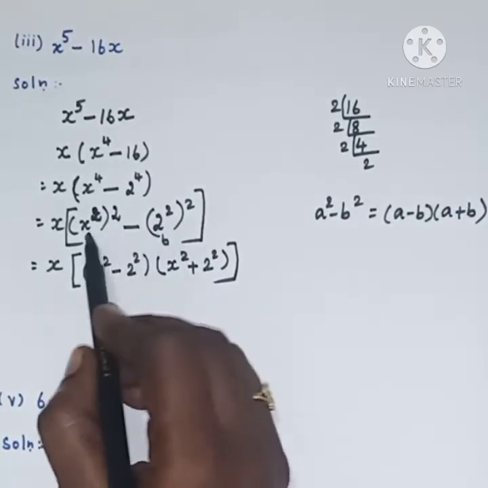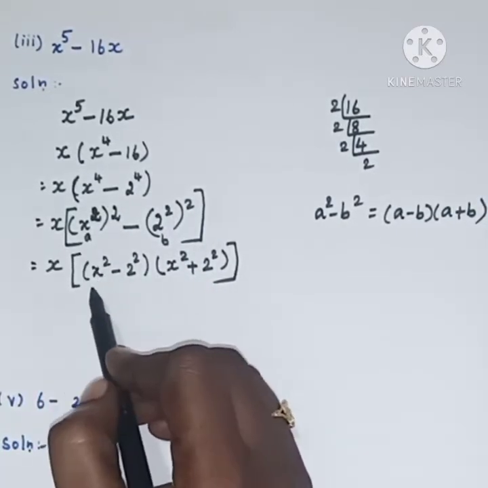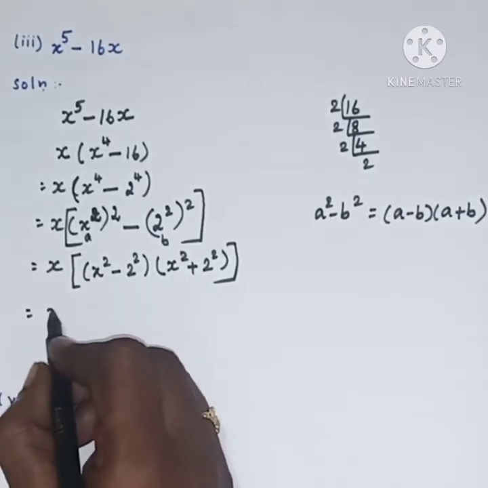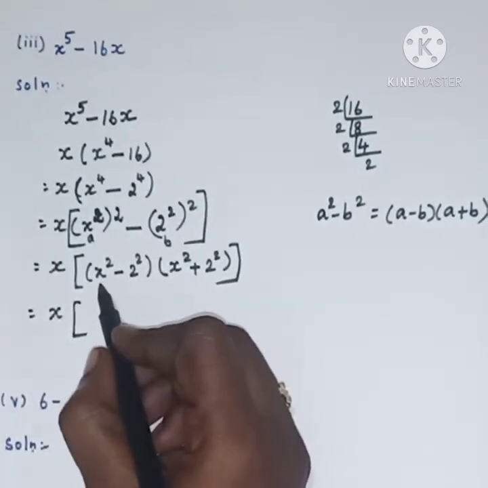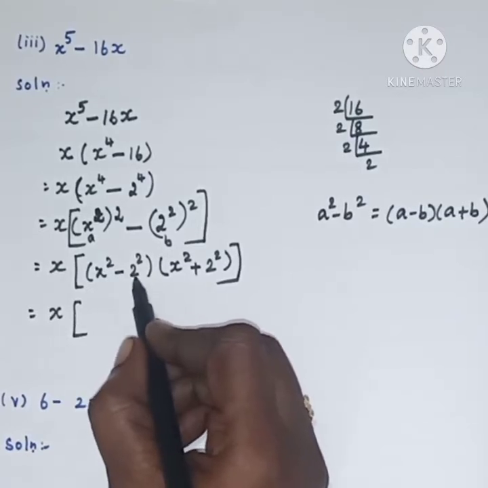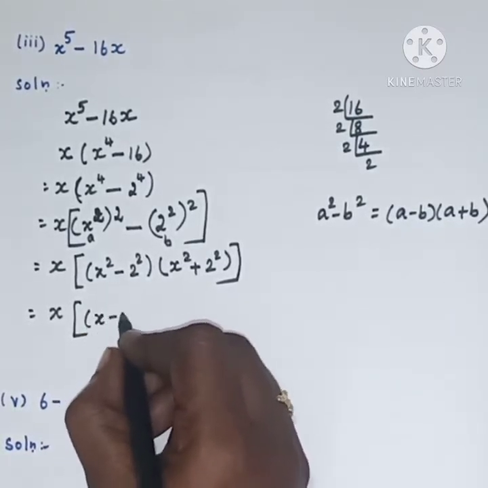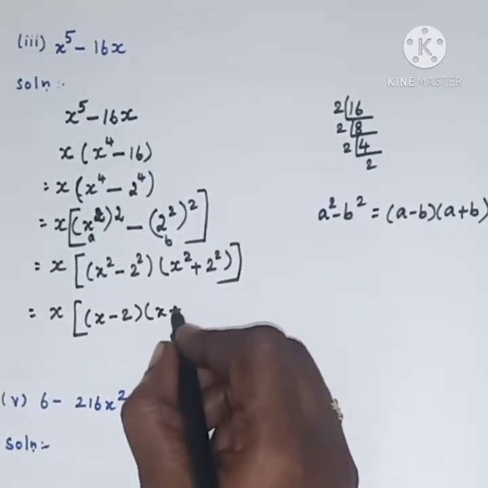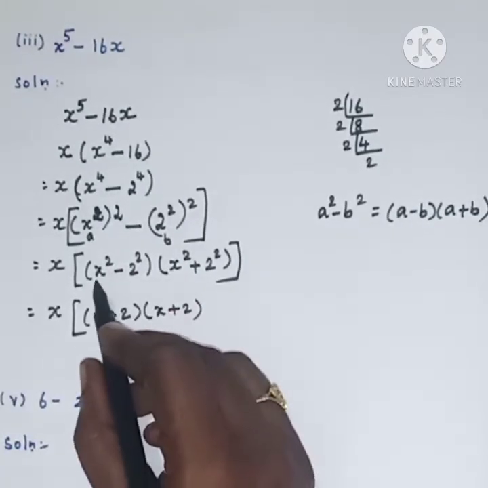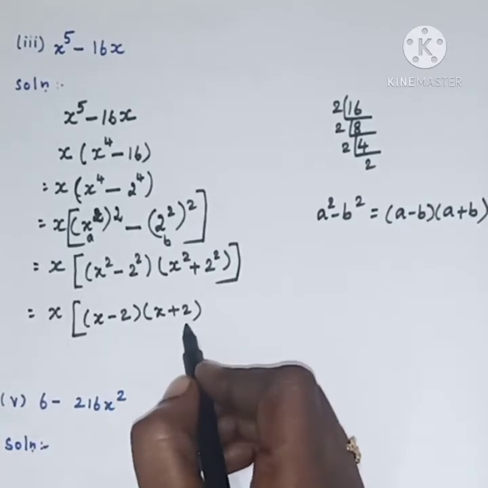This expression is looking like a square minus b square. So we can write it as a minus b into a plus b. Now x into, this is again the identity, the same as the identity a square minus b square. So this term can be split into x minus 2 into x plus 2. x square minus 2 square, a square minus b square can be written as a minus b into a plus b, isn't it?